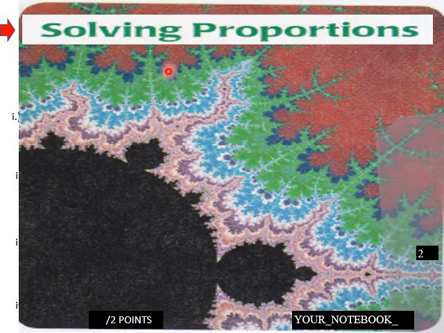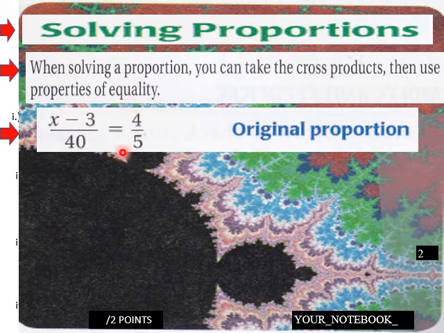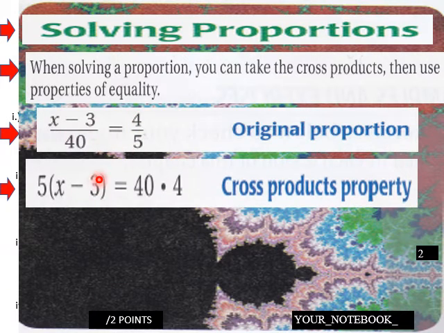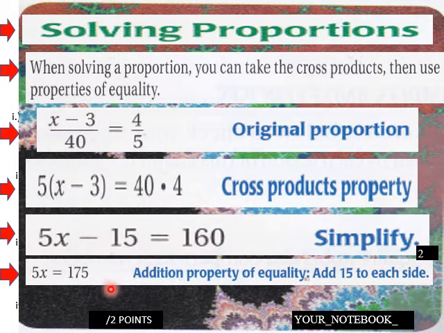So another notebook entry here, page 2, solving proportions. When solving a proportion, you can take the cross products, then use properties of equality. So here's our original proportion. If we use cross products now, 5 times x minus 3 equals 40 times 4. And then we just go through 5x minus 15 equals 160. And then we continue to solve for x.